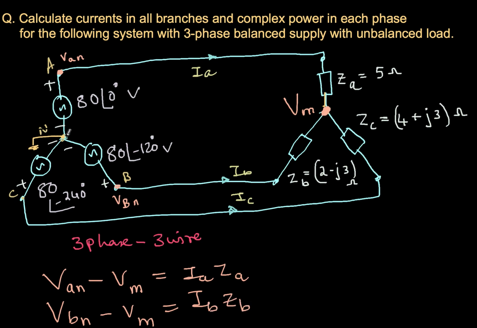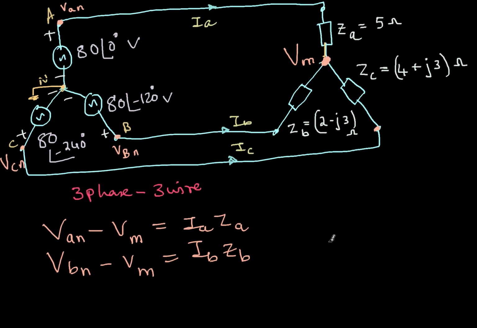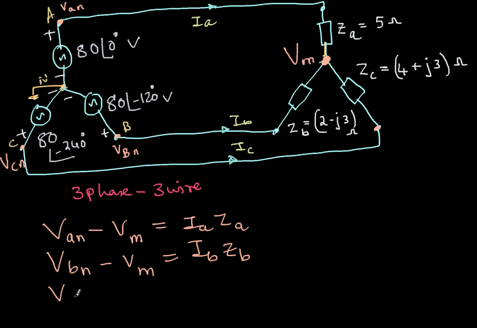Similarly, from here to here the voltage is Vcn, and the voltage here is also Vcn because this is just a line connecting with zero impedance. So here also Vcn, and here it is Vm. So the drop is nothing but Ic multiplied by Zc. So let me write that as an equation: Vcn minus Vm is equal to Ic Zc.